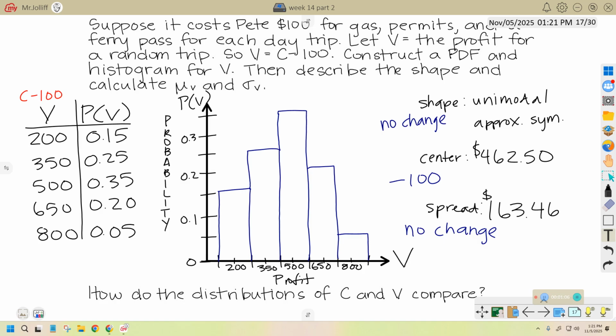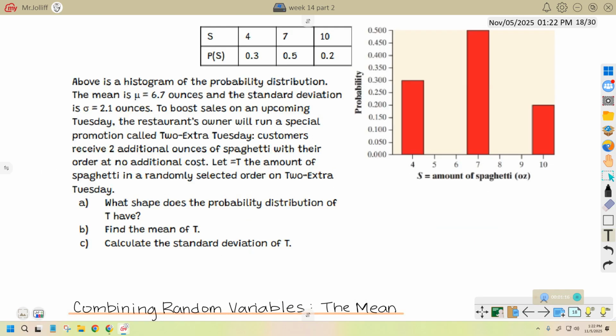So we're back in unit 1. We're going to review transformations by a constant and then combining two distributions together. And that's the plan for today. We're going to do an example first to warm us up, remind us of what we're doing.